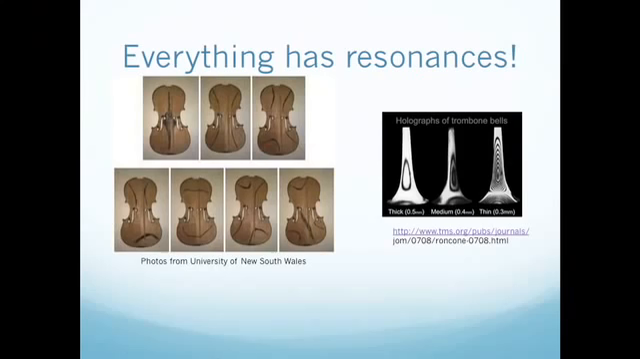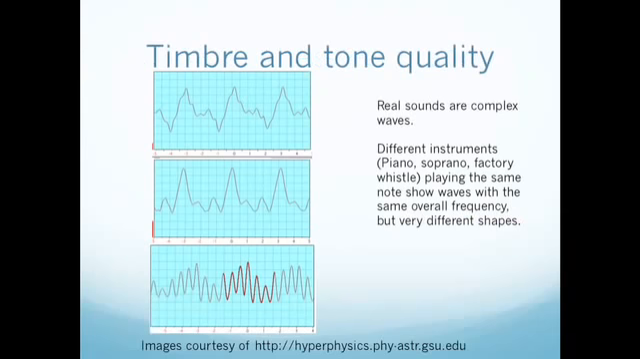Oh, so there's violins. There's the back of a violin with its resonances made visible with sand, and that's a tuba. Okay, so these are sound waves produced by real instruments, and they're all playing the same pitch, the same note. Okay, so this one is a soprano, this one is a piano, and this one is a factory whistle, all playing the same note.